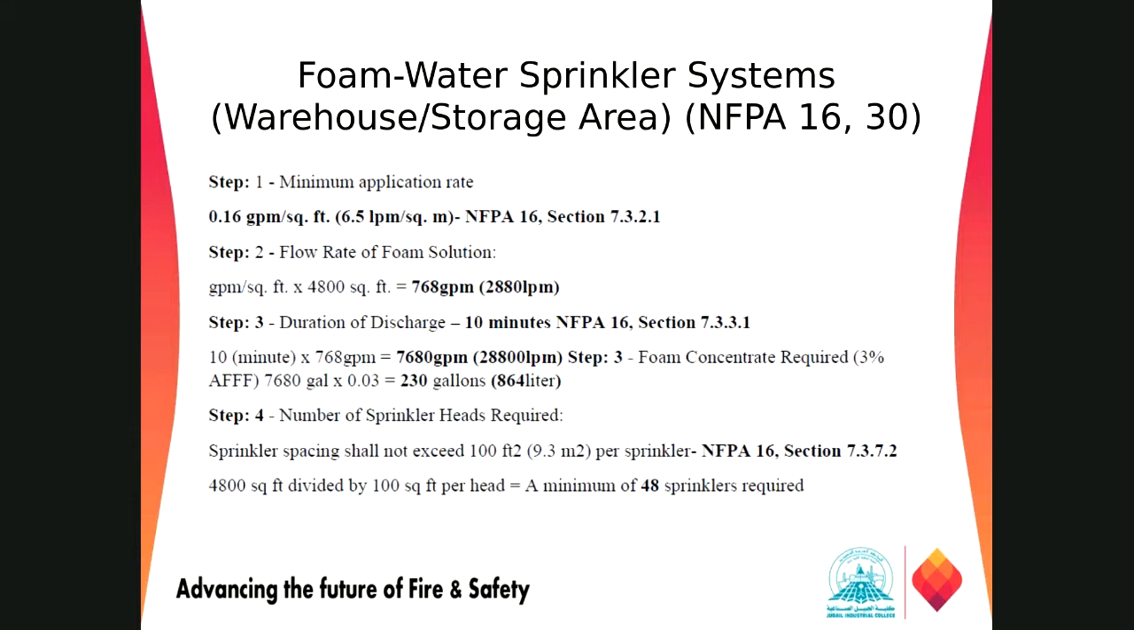So once we have calculated the flow rate of the solution, which is 768 GPM, now we have to multiply it by the 10 minutes, right? The duration of discharge is 10 minutes as per NFPA 16. And remember, if it is as per NFPA 30, we have a discharge duration of 15 minutes, right? So we have to be careful which code we are going to follow. For NFPA 16, we have 10 minutes. Just multiply 768 GPM by 10 and we get a value of 7,680 gallons, right?